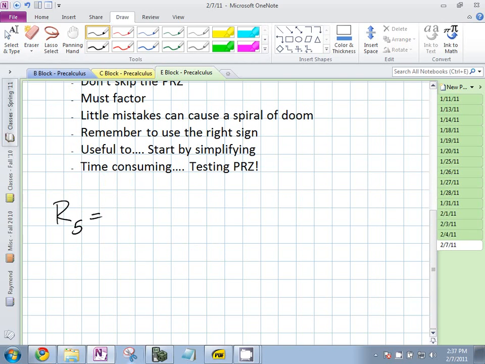So, can someone tell me what the factored form of the numerator in R5 is? Someone raise their hand and tell me. Mariah. Factored form. Yep. Okay, so x minus 2, x plus 3, x plus 1. Who agrees with that numerator? Raise your hand. All right, you're popular today. Congratulations. Who wants to do the denominator?